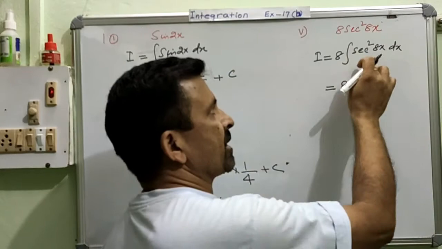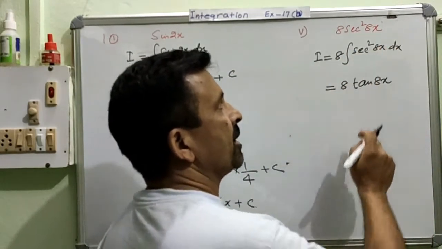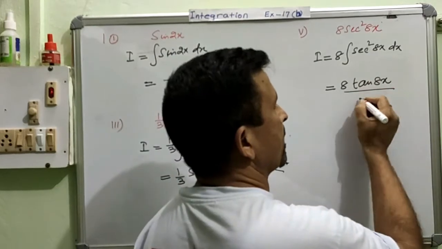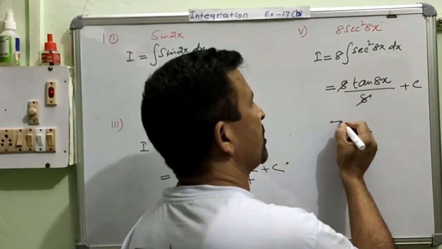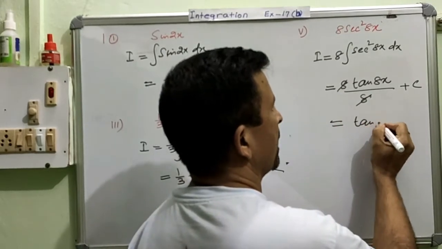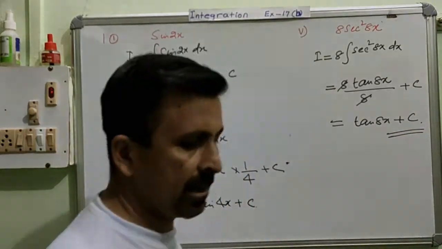Now the integration of the trigonometric part is done. Now we have to find out the integration of the angle part. So that will come as a quotient. So this is divided by 8 and then lastly plus c. So this 8 and this 8 are cancelled. Your answer is tan 8x plus c. This is your final answer.